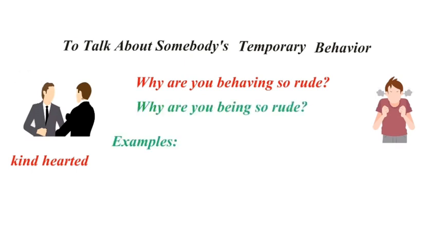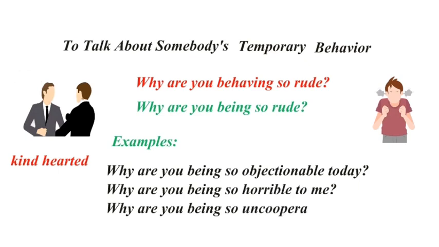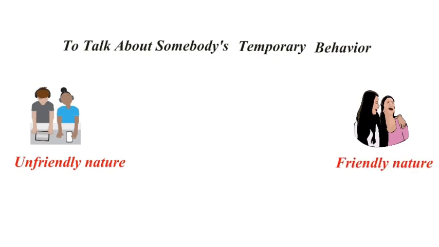Let's see some more examples. "Why are you being so objectionable today?" "Why are you being so horrible to me?" "Why are you being so uncooperative?" One more example. Someone is very unfriendly to you or doesn't talk to you so well every time, but today, because he has some favor to ask for, he is behaving so nice to you. Now you can use this sentence.